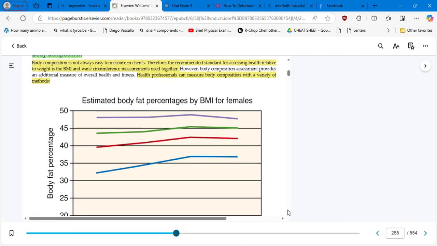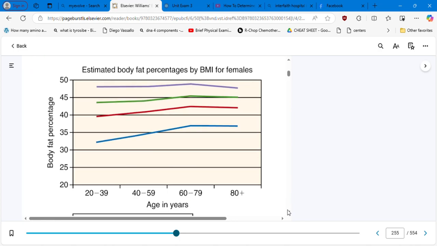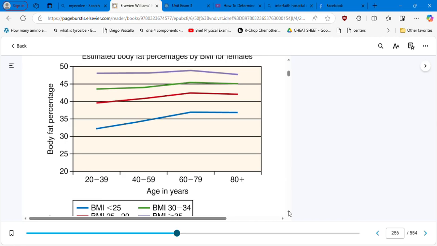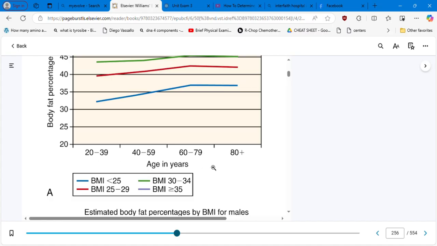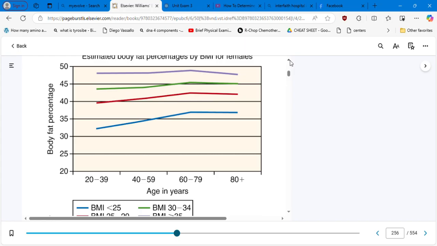Okay, so we have the body fat. I want you to pay attention because these two tables are divided by gender. The first table is the estimated body fat by BMI for females. We see here that in the BMI between 20 and 39, the body fat percentage increases to the age of 80. So we are in an increase mode, right? Understand that the bottom represents the year, and on the left you have the body fat percentage.